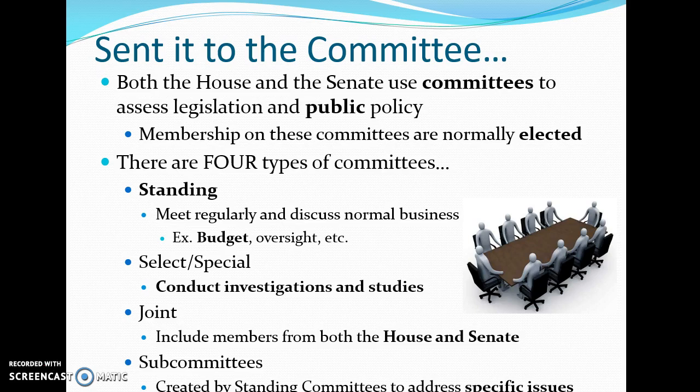So for example, the budget committee is a standing committee, but then you might have a subcommittee on military appropriations in, say, Vietnam, and how much money we can cut from the military budget in a certain section of the world. That's just an example off the top of my head.